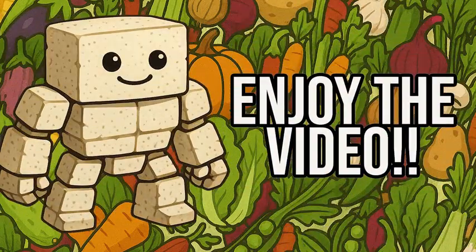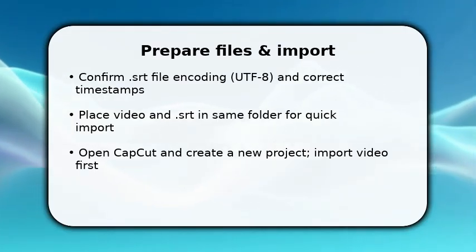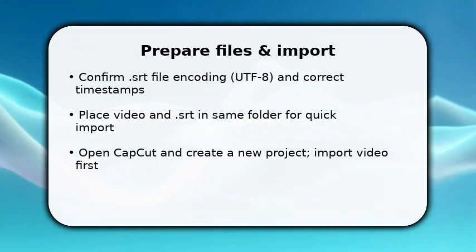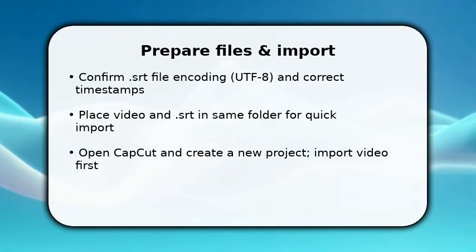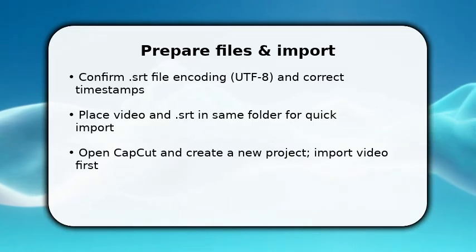Please enjoy the video. You'll start by ensuring the SRT is UTF-8 and timestamps match your video. This prevents garbled text. Next, import the video into CapCut and then add the SRT file from the same folder so names and versions match. It reduces confusion. Once the files are visible in the media bin, drag the video onto the timeline.